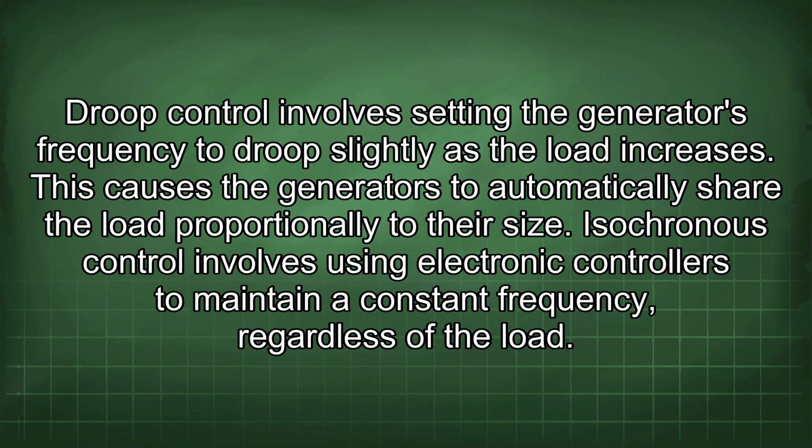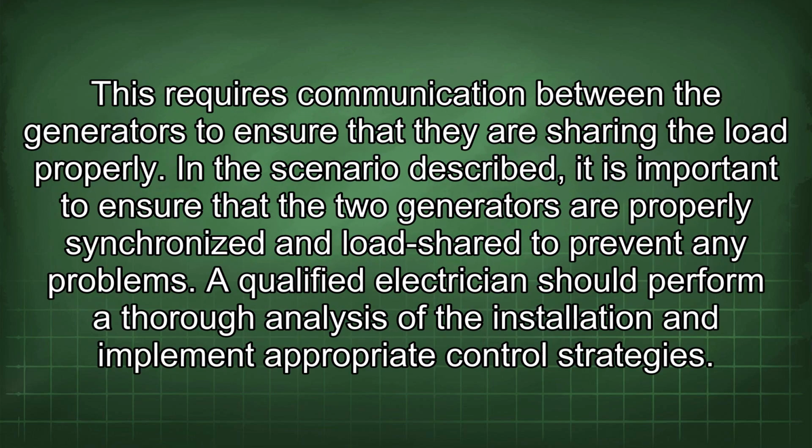Droop control involves setting the generator's frequency to droop slightly as the load increases. This causes the generators to automatically share the load proportionally to their size. Isochronous control involves using electronic controllers to maintain a constant frequency, regardless of the load. This requires communication between the generators to ensure that they are sharing the load properly.